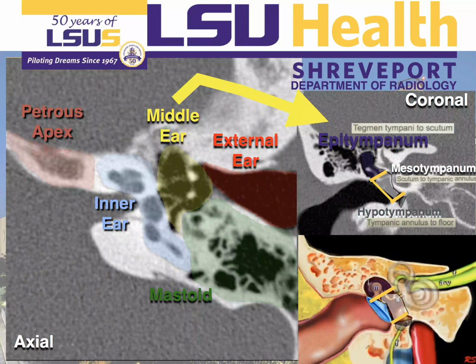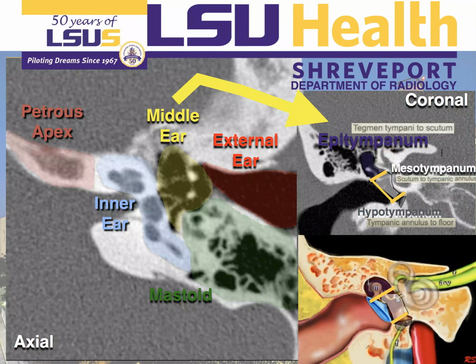When we see the temporal bone on the CT, we're gonna see it like that. This is the petrous apex, this is the inner ear, this is the middle ear that is connected to the mastoid cells, and this is the external ear.